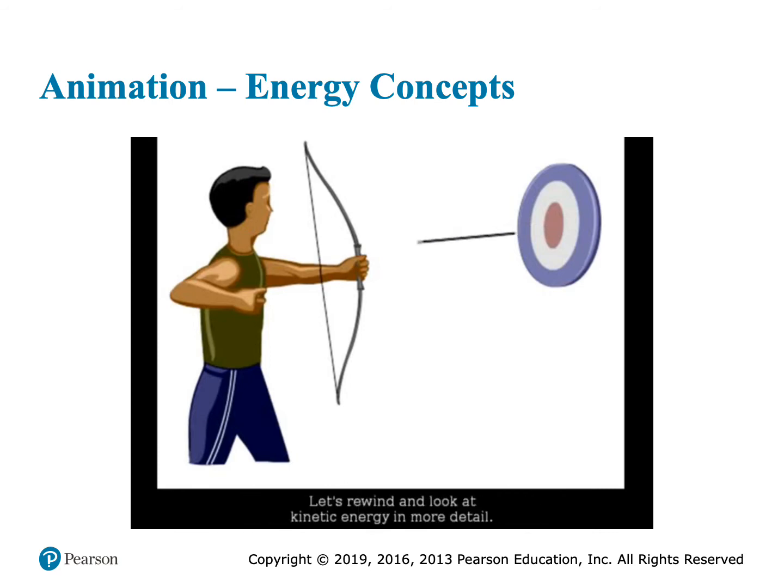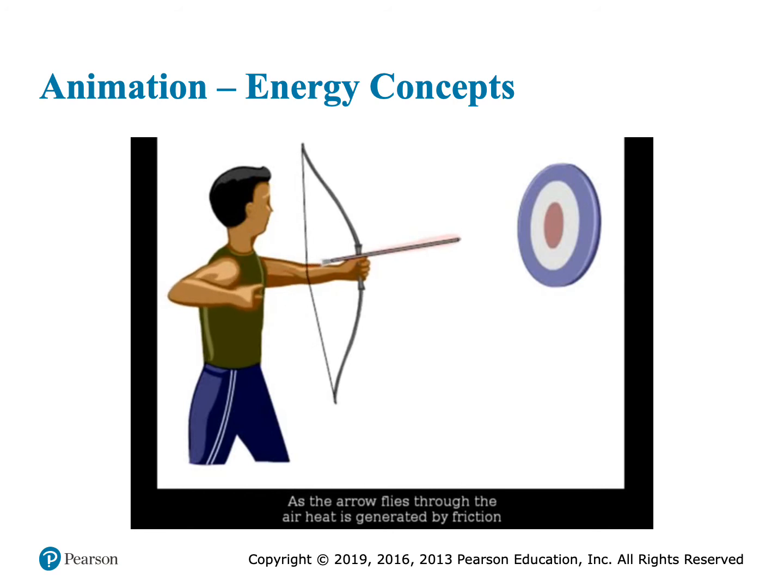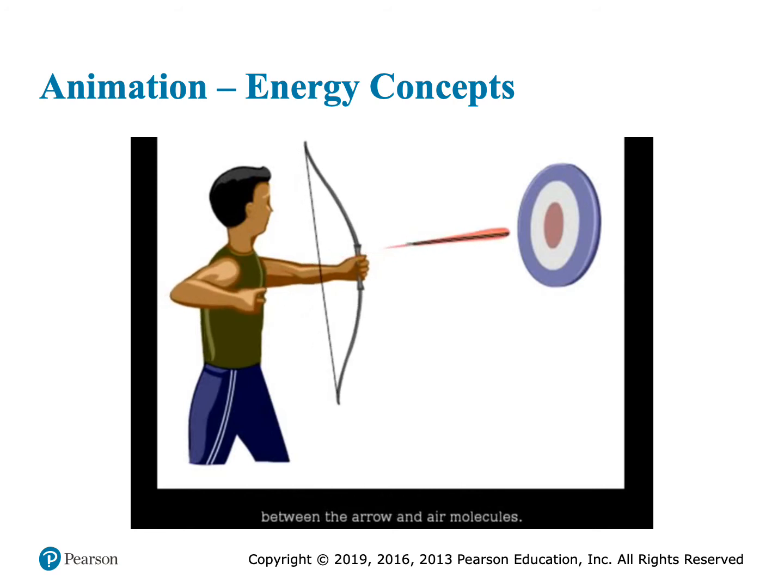Let's rewind and look at kinetic energy in more detail. When energy is converted from potential energy to kinetic energy, some of the energy can be used to do work, but some energy ends up as heat, a type of kinetic energy. Heat is the random motion of atoms and molecules. As the arrow flies through the air, heat is generated by friction between the arrow and air molecules. When the arrow strikes the target, all the energy becomes heat energy. The heat energy is rapidly transferred into the air and spreads out. Heat energy is a very disordered kind of energy. It has the highest amount of entropy, or disorder, of any kind of energy.